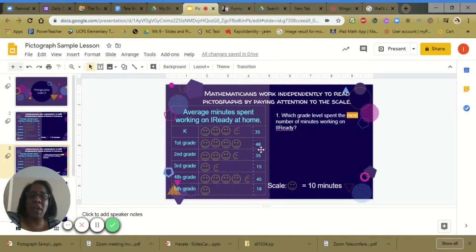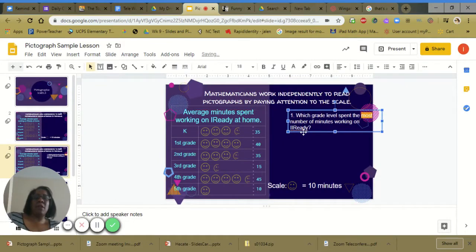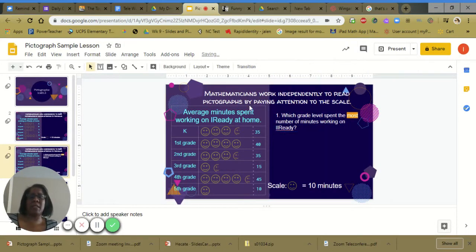So when we look here, we know most means the greatest number. So 35, 40, 35, 15, 45, 10. As we look at the numbers, 45 is the greatest number. If we go across, that is fourth grade. So again, remember, in math, we always answer in a complete sentence.